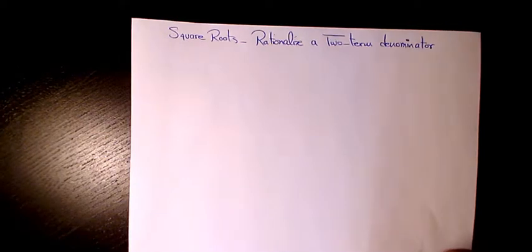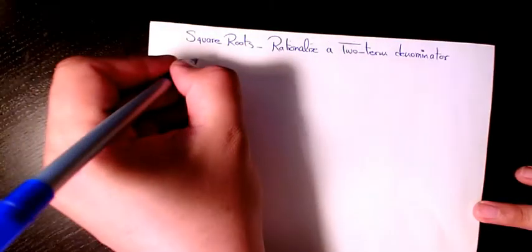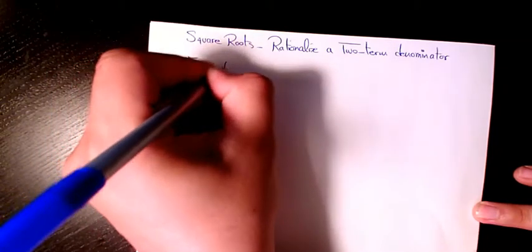Welcome to my channel. This video I want to talk about square roots and rationalizing a two-term denominator. So sometimes you have a fraction and in the denominator you have two terms and one or two terms in the denominator are having square roots or radicals. In these cases we need to use the difference of squares or difference of square roots, and we rationalize it through the product of conjugates pattern. So I will do some examples here to digest it better.